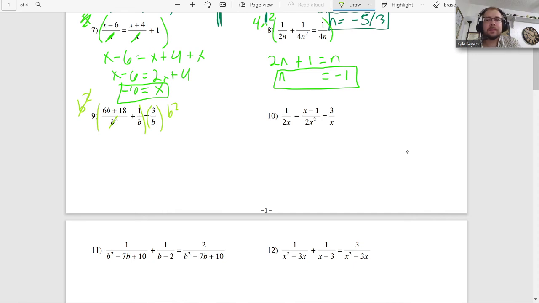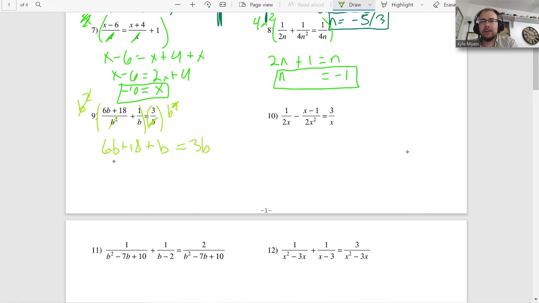So the b squareds cancel. This b will cancel as well, and it'll have 1 left over. But this is just 6b plus 18, because that fully canceled, so there's nothing to distribute. Then b squared divided by b is b, because b squared is like b times b, so one of the b's goes away. And then b times 1 is b. So I just have that, equals b squared and b. Cancel 1 for 1, so I have 3b.